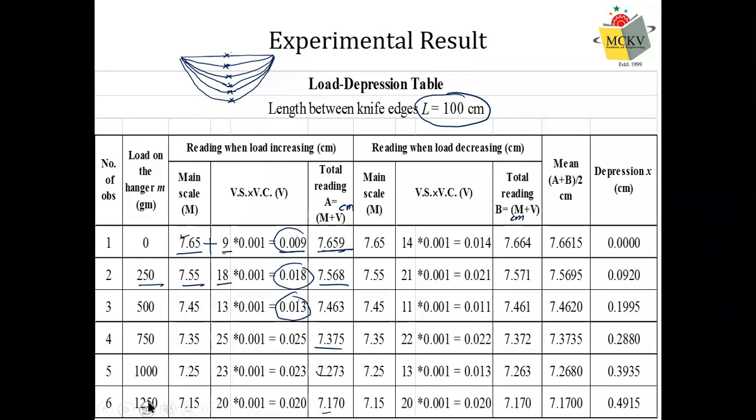So what we'll do, we'll now decrease the load one by one. So we are at the maximum load now, 1250 grams. Now we'll decrease the load one at a time. Whatever value of main scale and vernier we have obtained for 1250 grams, we'll repeat it. You observe same values written. Reading when the load is decreasing. So now when the load is decreasing, the last value is same. Okay. We have to compromise here, or we may take the reading again. That we can do for the maximum case.